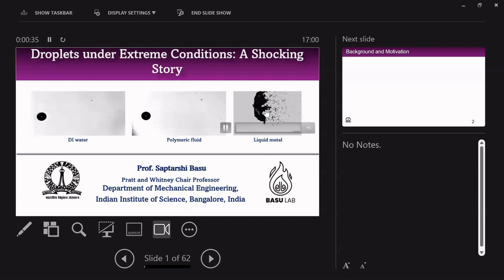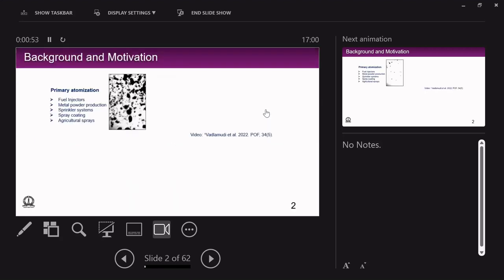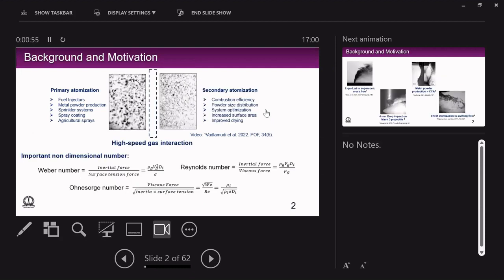These two are also supposed to show the same thing. Okay, so these are why these three fluids are there, because one is DI water, which is Newtonian. Then you have a polymeric fluid, which is viscoelastic. And lastly, you have liquid metal, which is Newtonian still, but with certain properties. All right. So the background and motivation, without going into too much detail, it's all there.